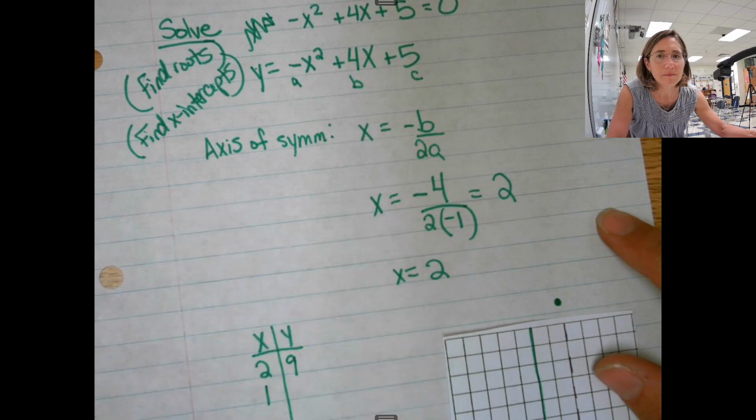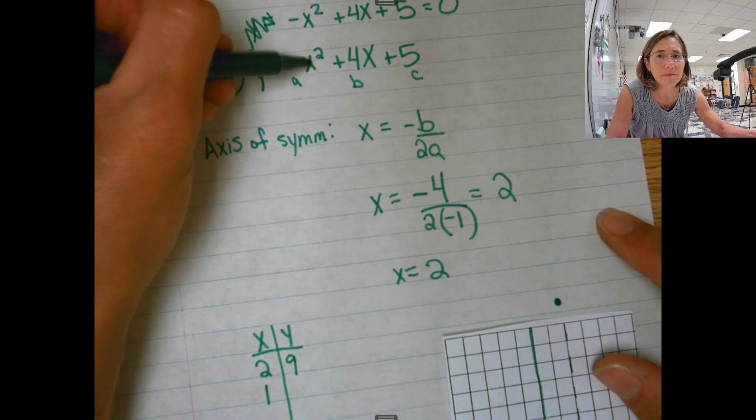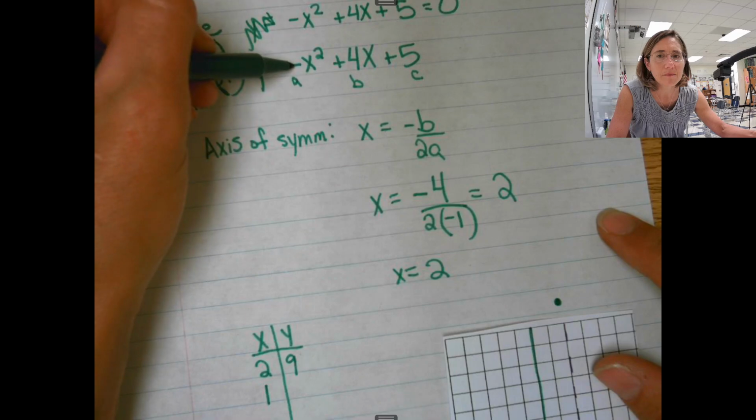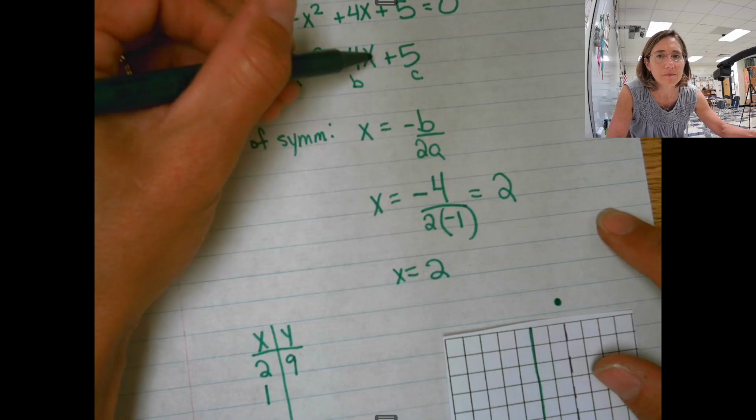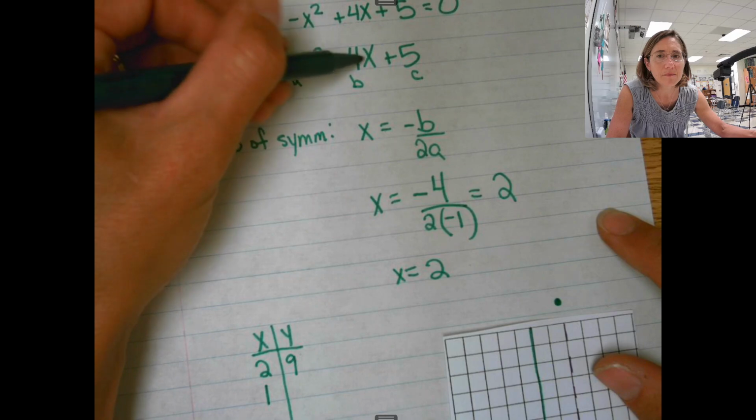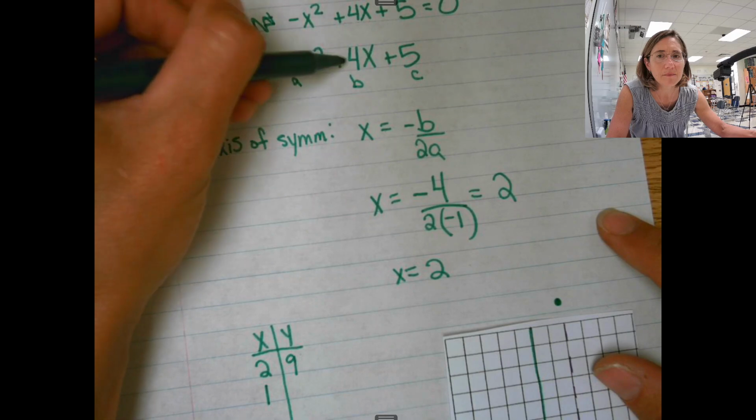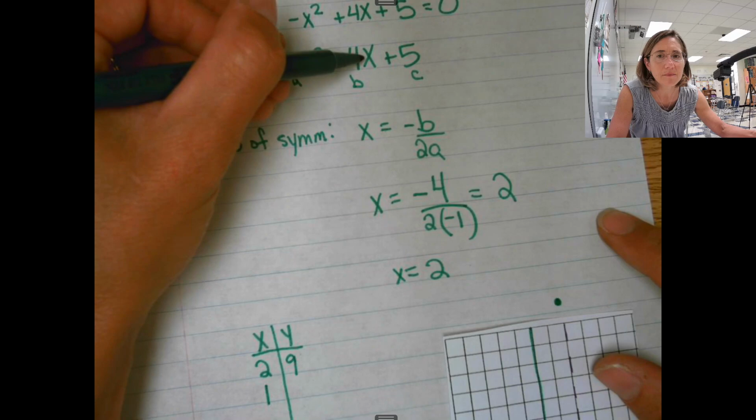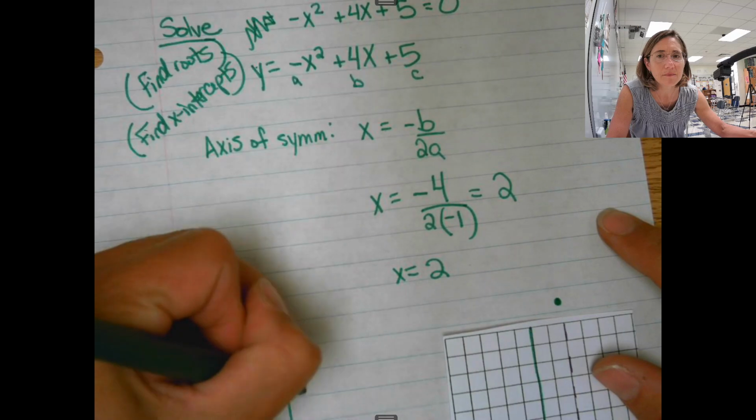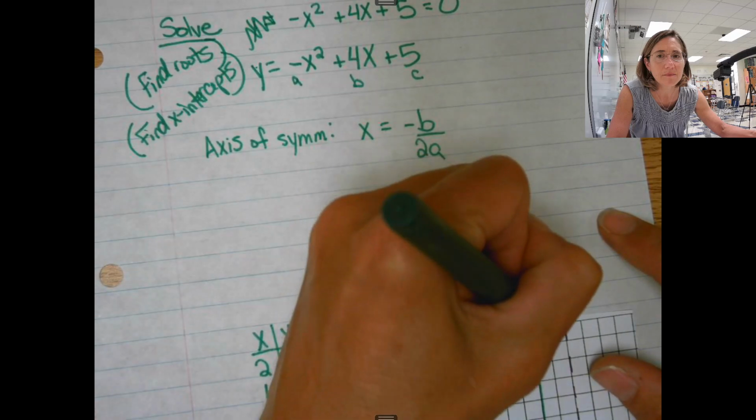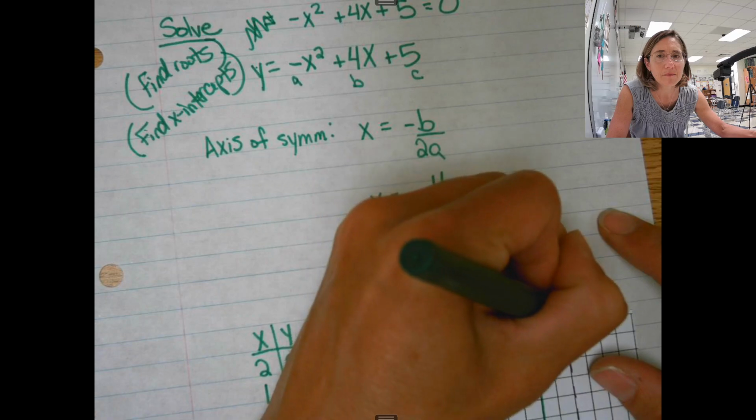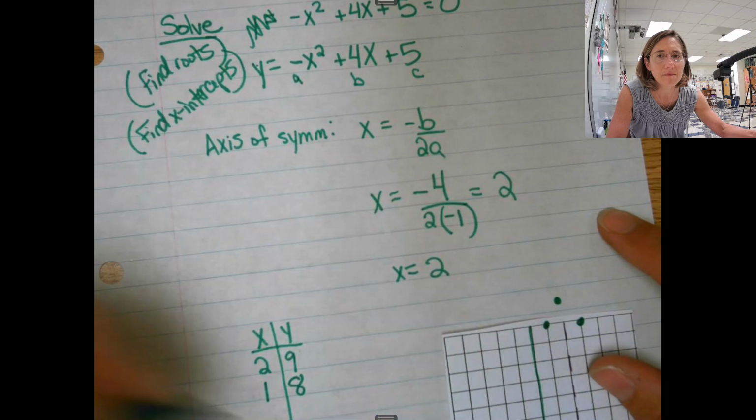I'm going to put a 1 in for my x. So 1 squared would be 1. There's a negative sign in front of that, so we're at -1. Put the 1 in here as well. So 4 times 1 is 4. -1 plus 4, we're at 3. Add 5 to that, we'd be at 8. So that would be right here. I'm going to mirror that on the other side.